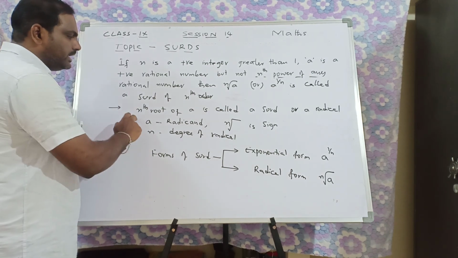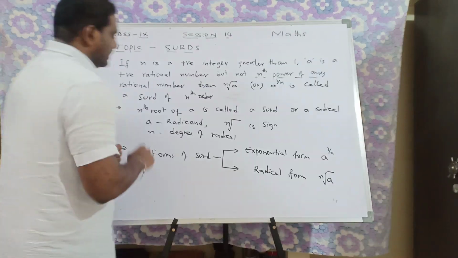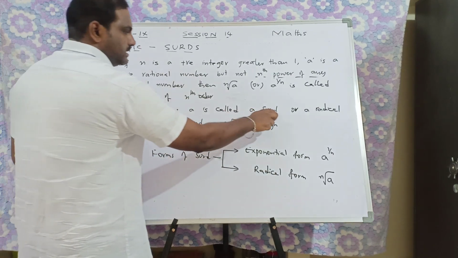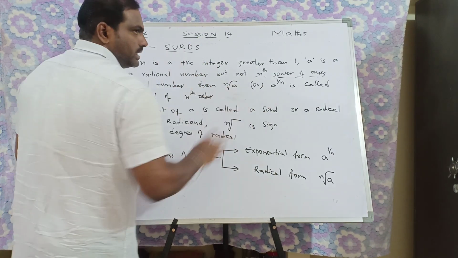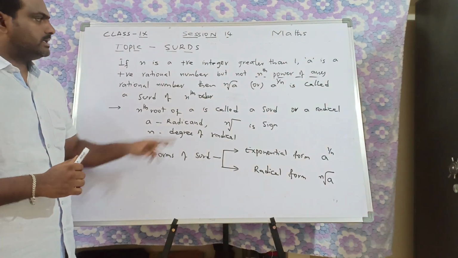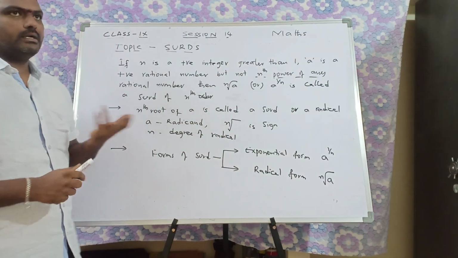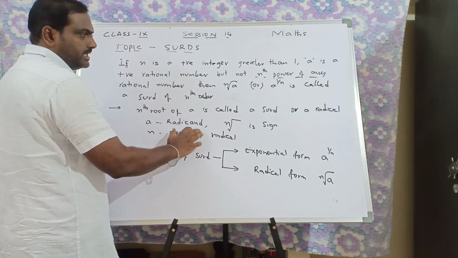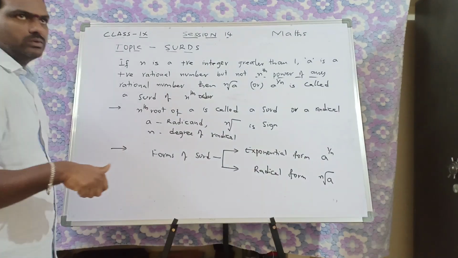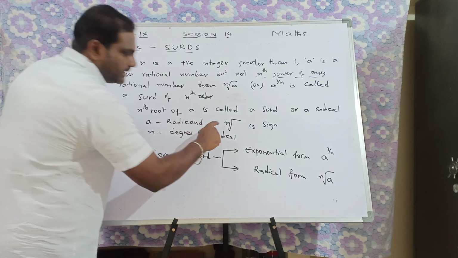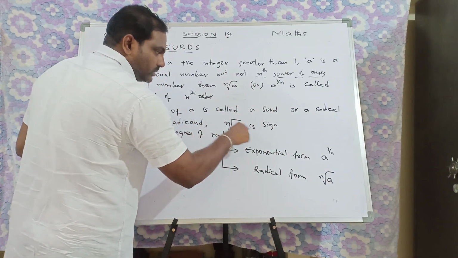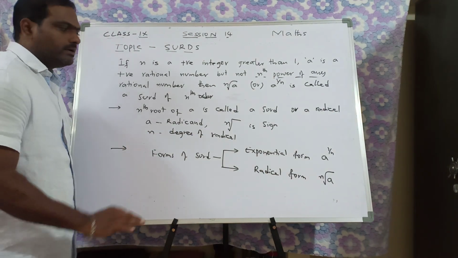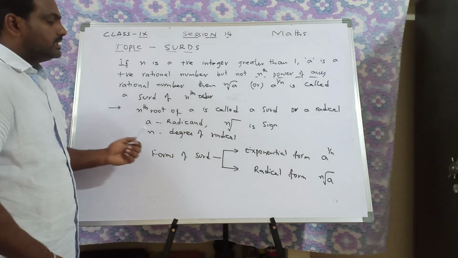Now, the nth root of a is called a surd or a radical. There are three terms: n, the nth root, and a. A is called the radicand, R-A-D-I-C-A-N-D. That means the number inside the root is called the radicand. The second thing is the nth root sign, and n is called the degree of the radical.